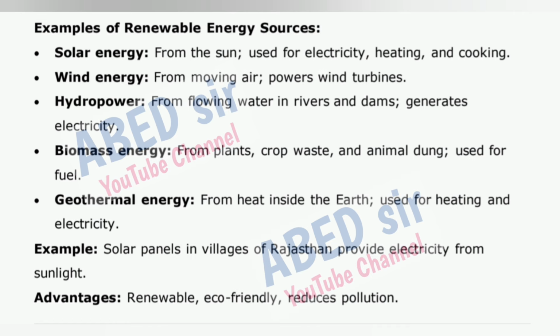Solar energy from the sun, used for electricity, heating, and cooking. Wind energy from moving air, powers wind turbines. Hydropower from flowing water in rivers and dams, generates electricity. Biomass energy from plants, crop waste, and animal dung used for fuel.